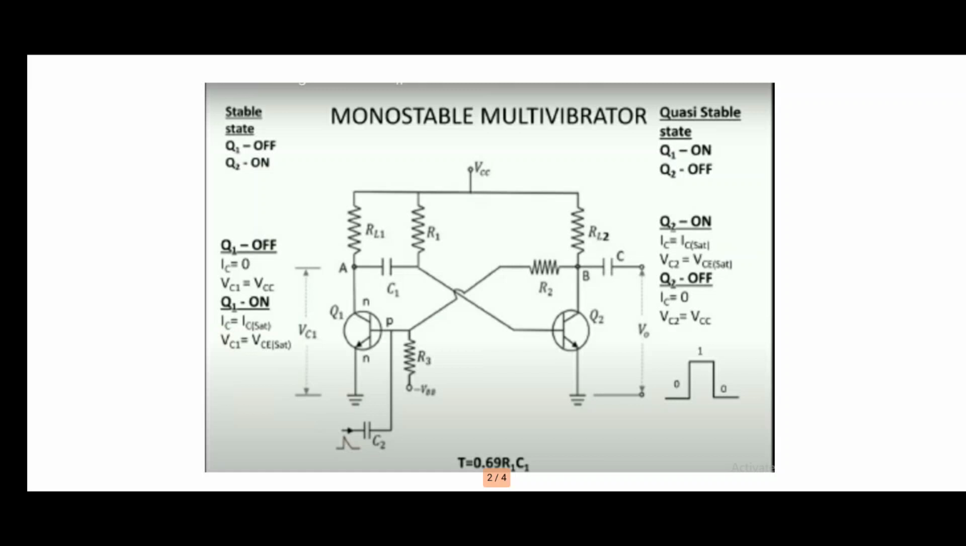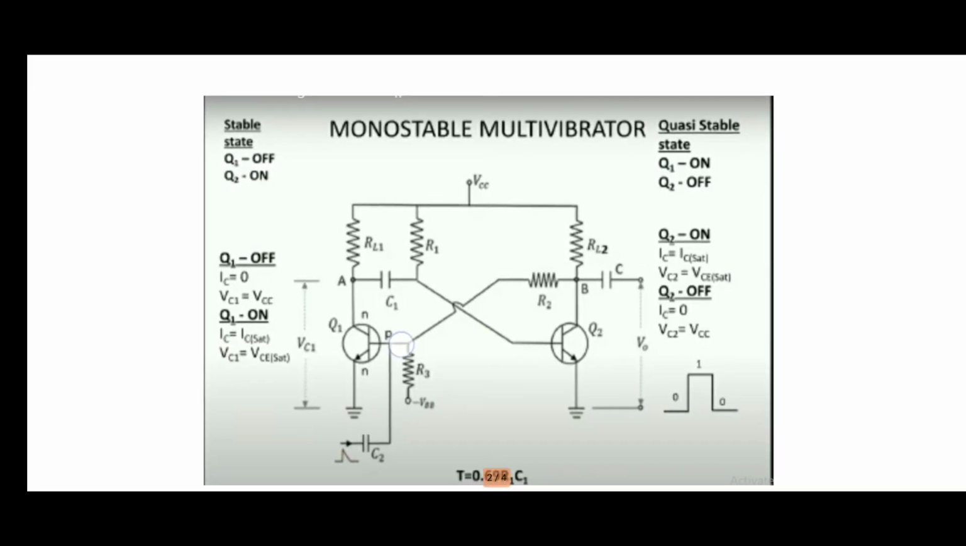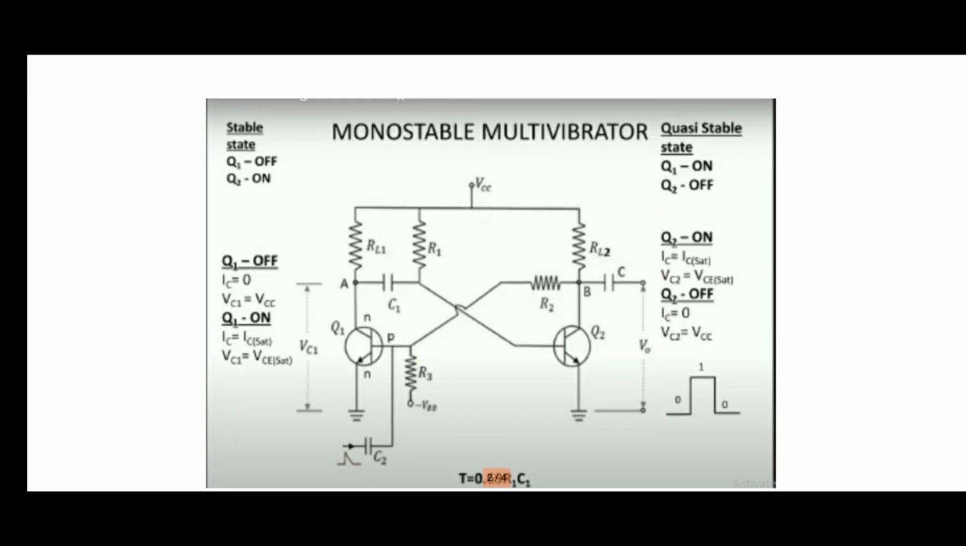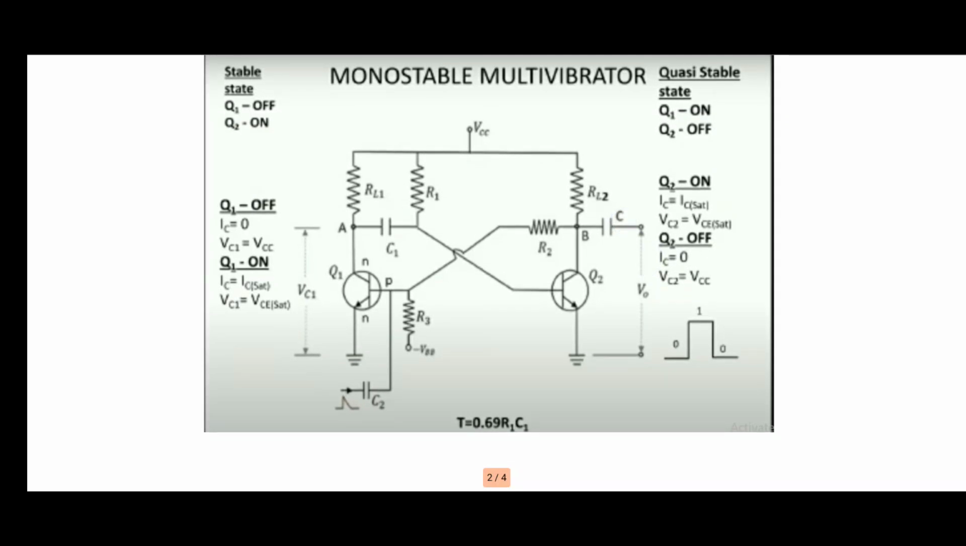Yes, and this RL1 is the load resistance, VCC is the power supply, and this R1 is the resistance. This R1 and this C1 are used to determine the pulse width of the monostable multivibrator. And this is the base junction VB1, the base voltage of Q1, and this is VB2, the base voltage of Q2, and this is VC1, the collector voltage of Q1, and this is VC2, the collector voltage of Q2.